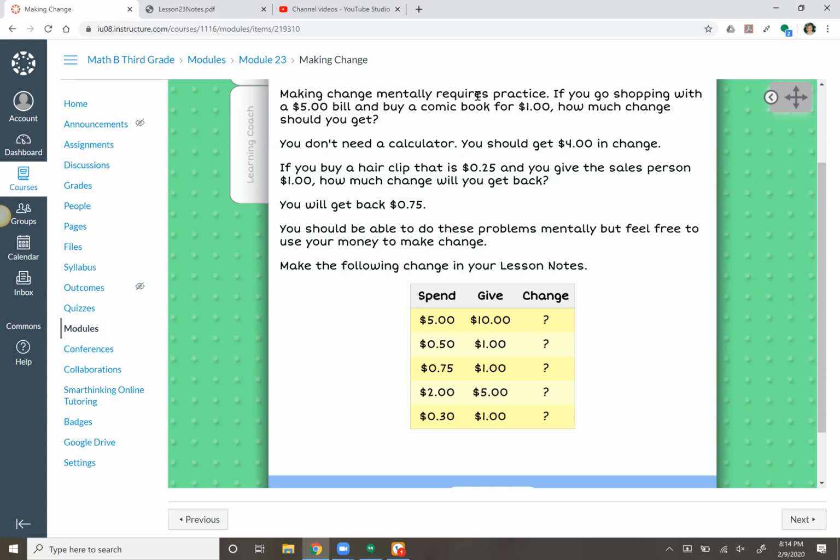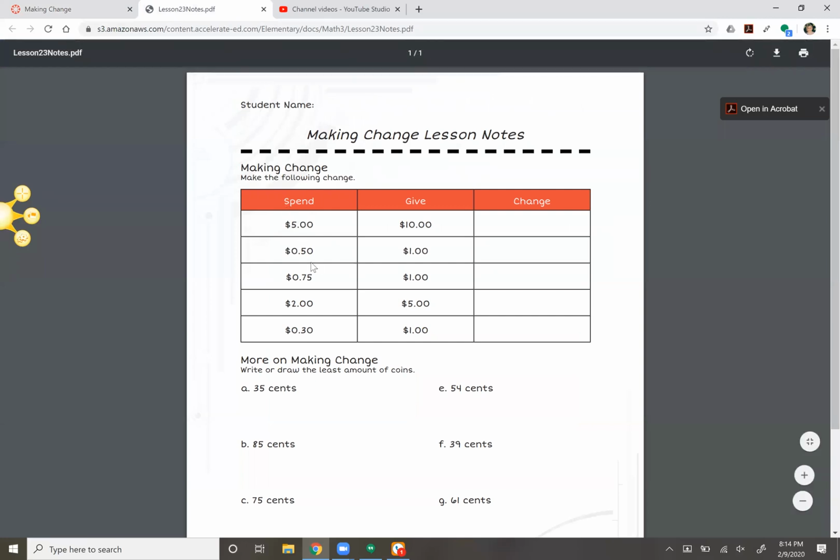You can do this. So now we're going to look at our lesson notes and do this chart. So we're going to have a spend column. This is whatever we're purchasing, how much it costs. And the give column, which is how much money we're giving to the cashier, although it's more than enough. And then we'll figure out the difference for the change that she's going to give us back, or he.